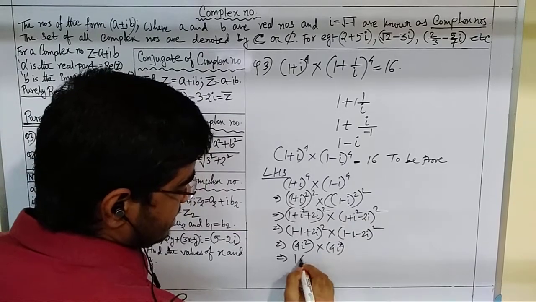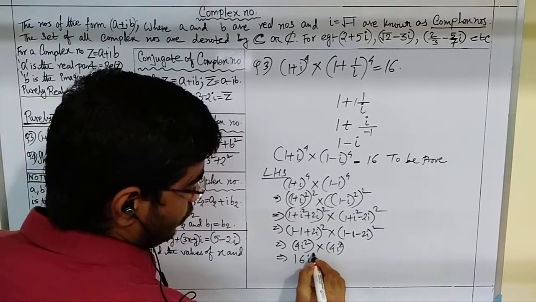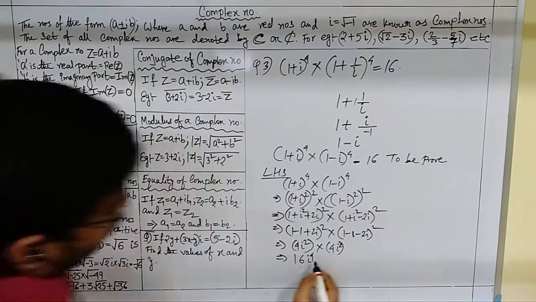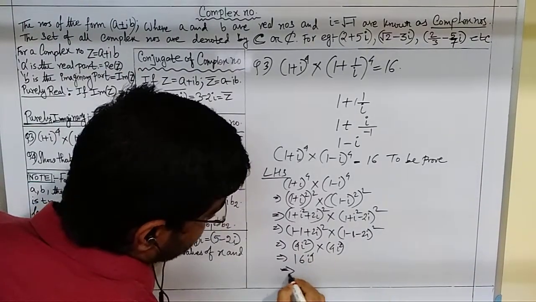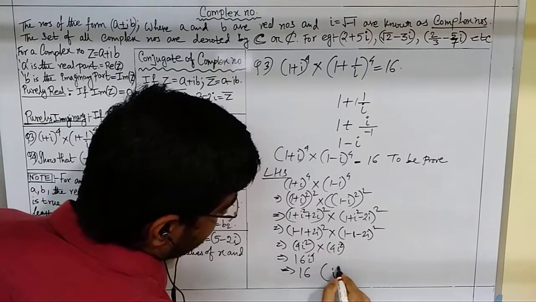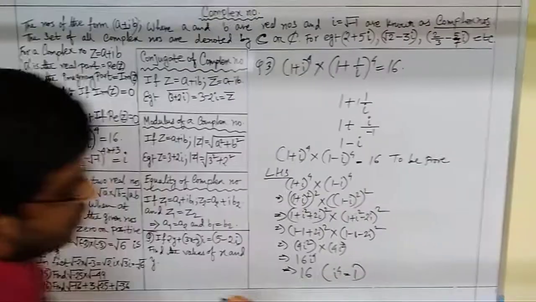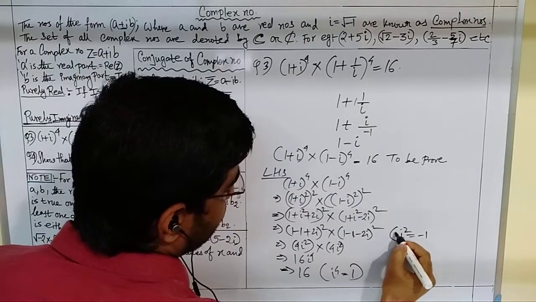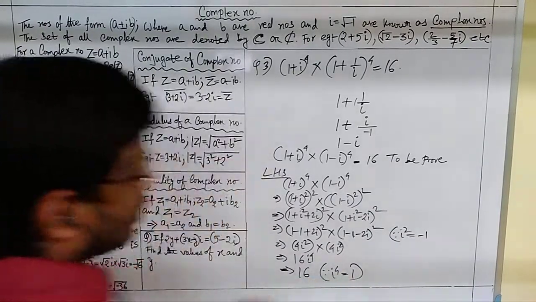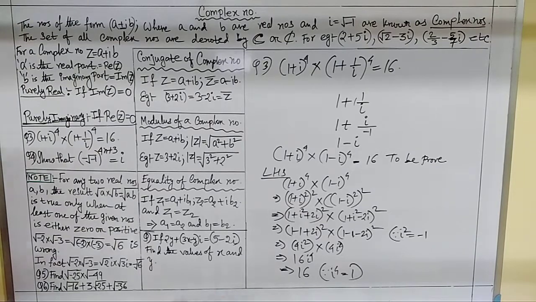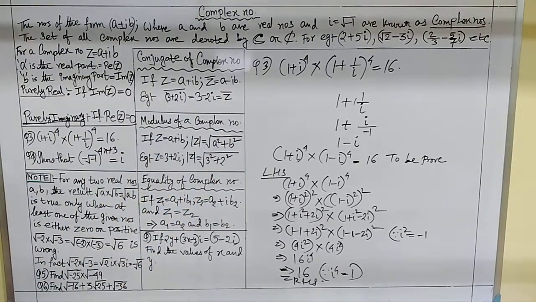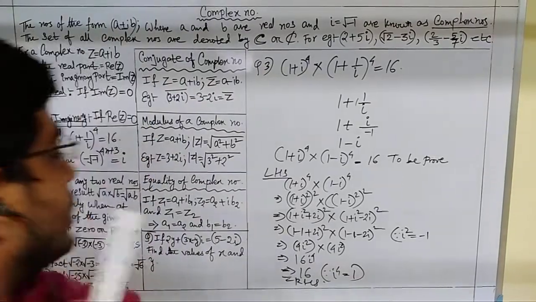So it means 16i to the power 4. And i to the power 4's value is known to us as 1, so 16, because i to the power 4 is 1. Here i square's value was minus 1. I hope this part is clear to you. This is the right hand side, RHS, and hence we are done. It's proved. So moving on to the next question.